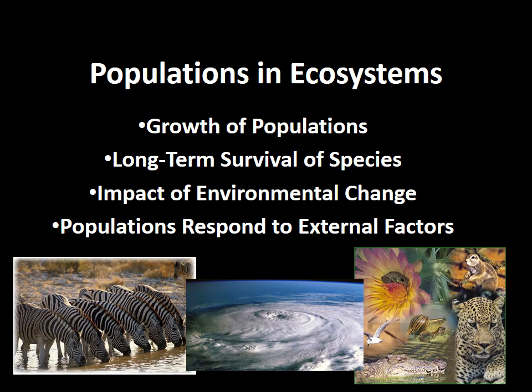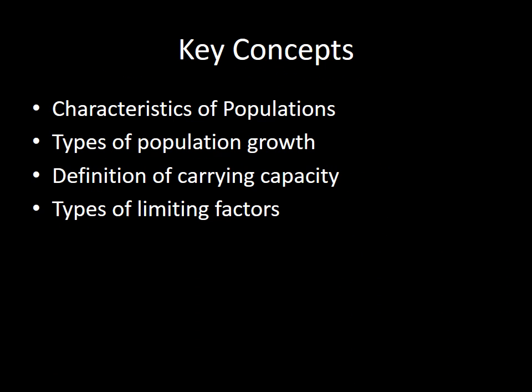Populations and ecosystems. This video covers population ecology, specifically looking at the factors that affect how quickly a population of organisms actually grows. The key concepts you should get after watching this video are: what are the characteristics of a population, what do we actually use to define a population, what are the two types of population growth and what do the graphs look like for each of them, and what is the definition of a carrying capacity for a population in a certain environment. And finally, we'll go over the two types of limiting factors, and you'll need to know the examples of each.